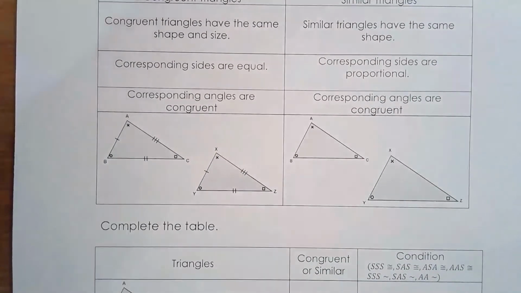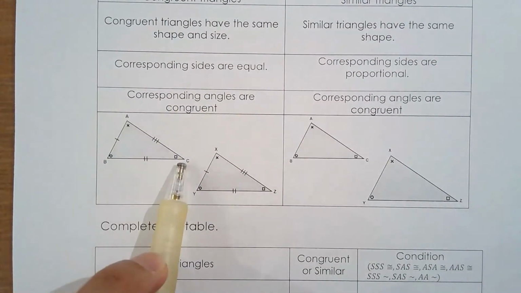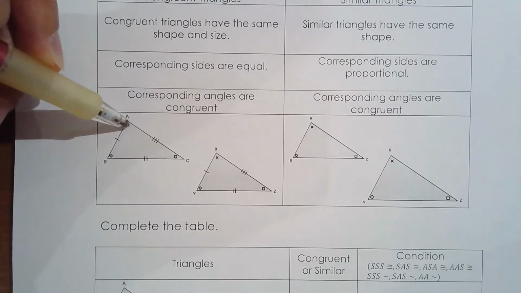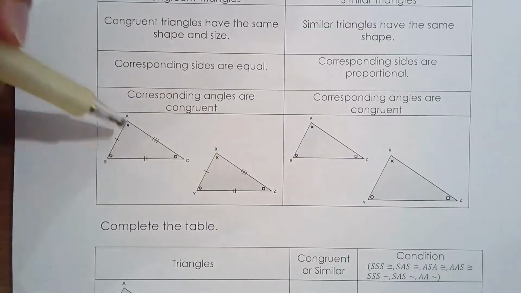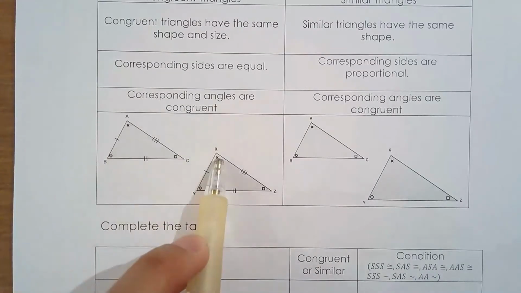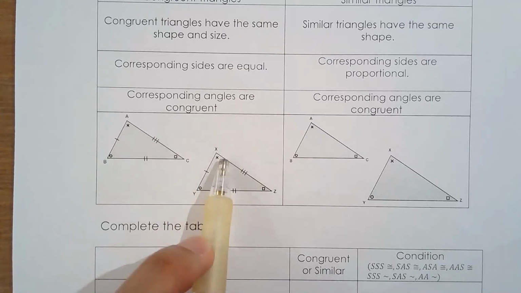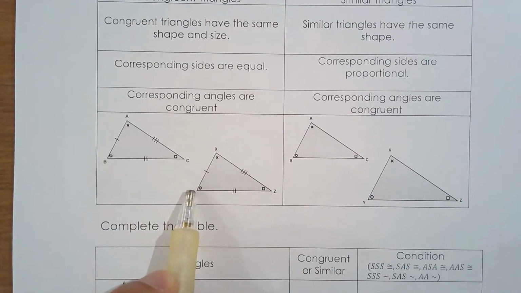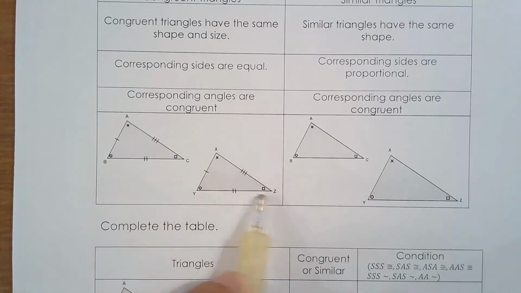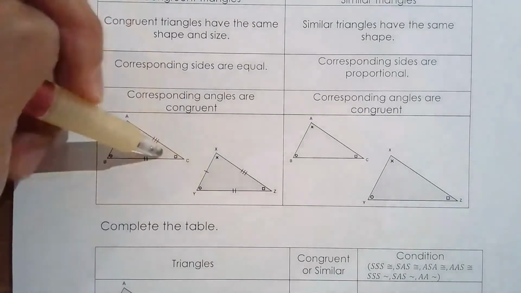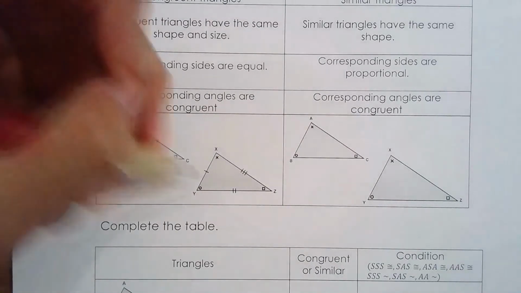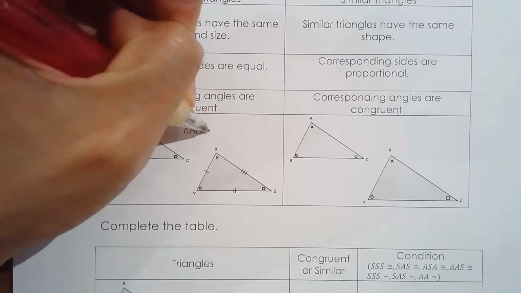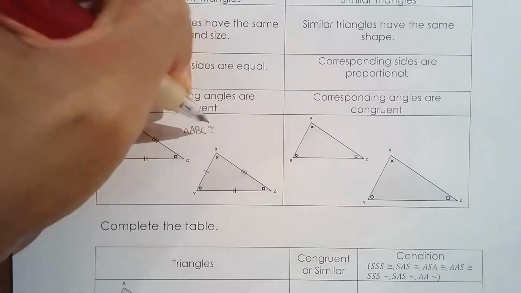If we look at these two triangles, triangle ABC and triangle XYZ, angle A is congruent to angle X, as you can see from the diagram. So angle A and angle X are corresponding angles. And angle B is congruent to angle Y, so we say these two angles are corresponding. And lastly, angle C corresponds to angle Z when we're talking about these two congruent triangles.